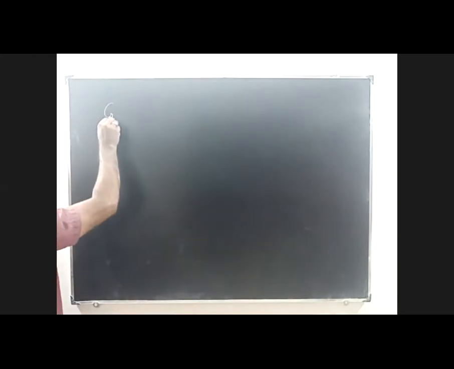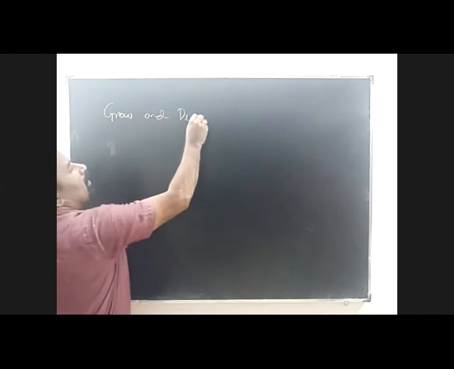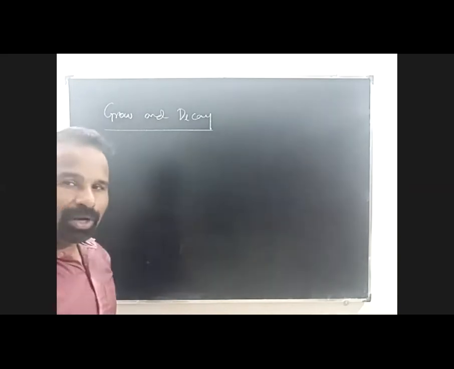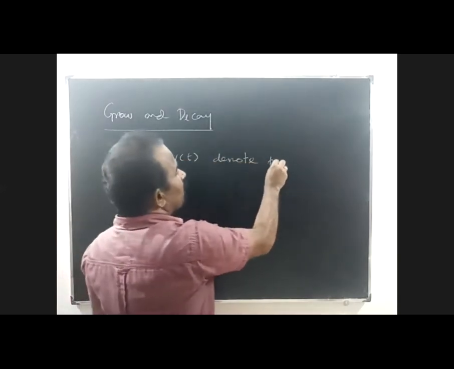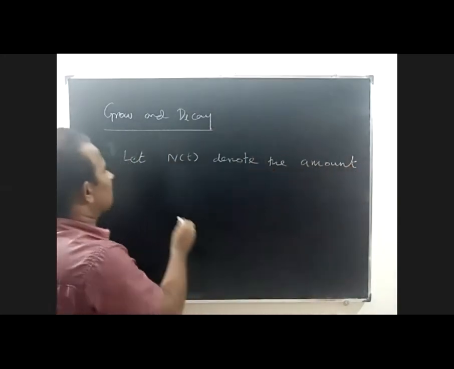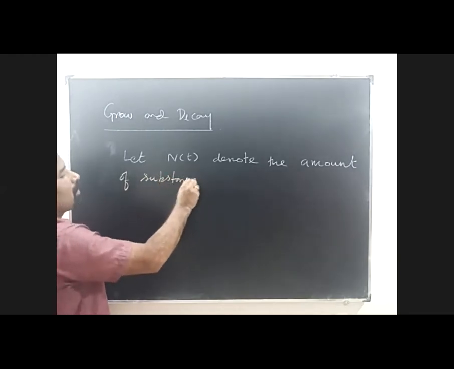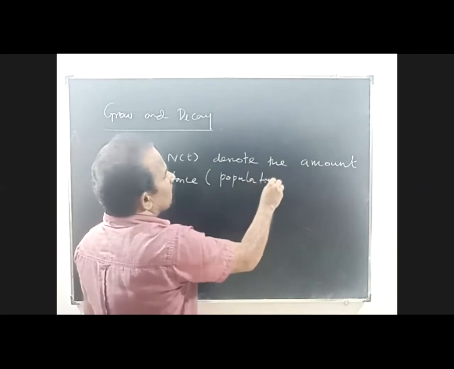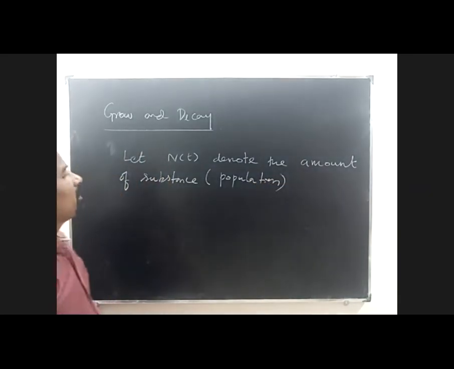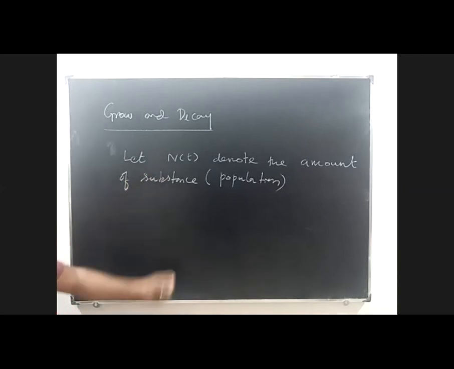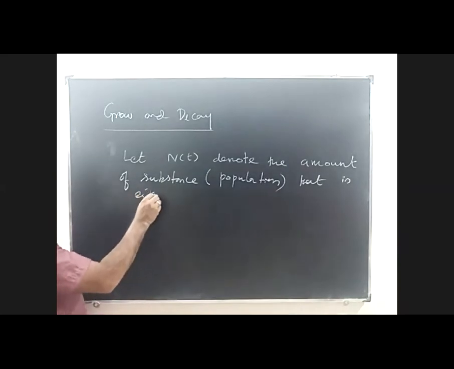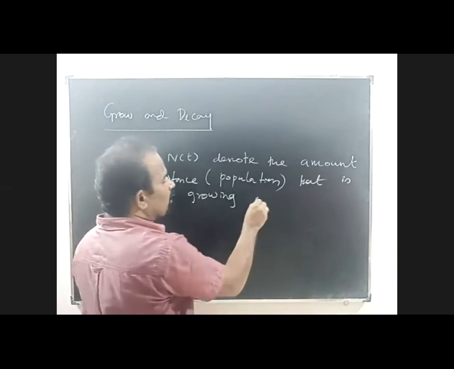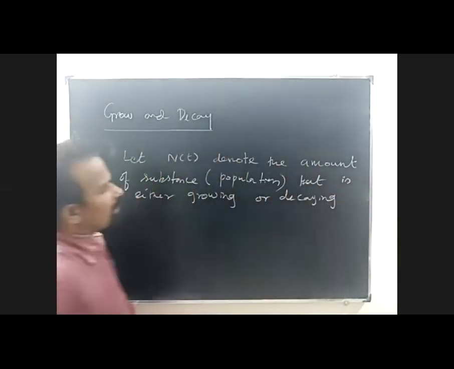The first application, growth and decay problems. In general, I'm not going to take a particular problem. Let N of t denote the amount of substance, for example population or something like that. Let N of t denote the amount of substance that is either growing or decaying.